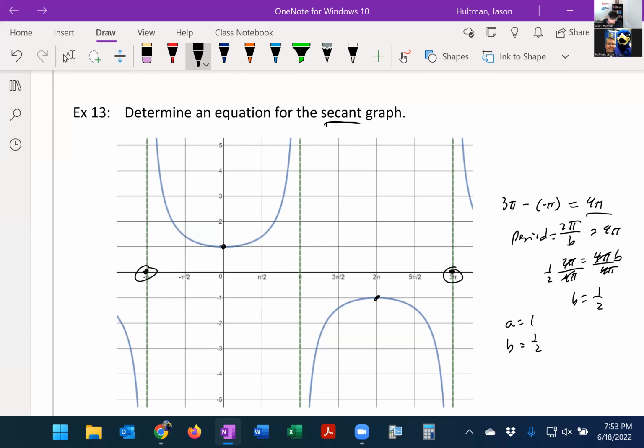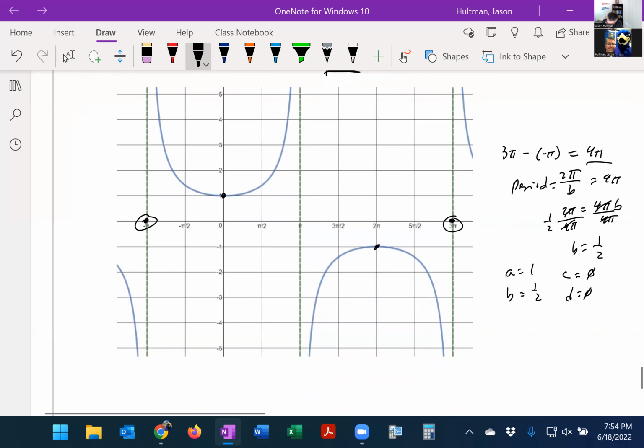And then any translations? Doesn't look like it. Our asymptotes are good, and everything else. There doesn't look like there's any phase shift or vertical translation. So C is 0, D is 0. So it looks like Y is just going to be equal to the secant of 1/2 X. That's it. Nice.